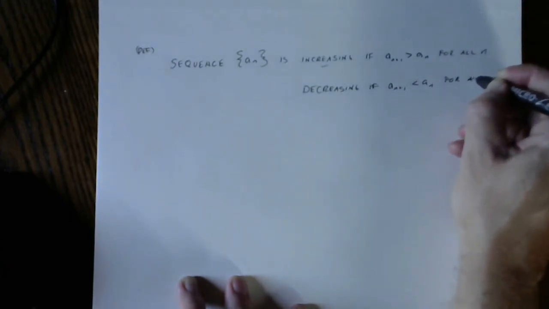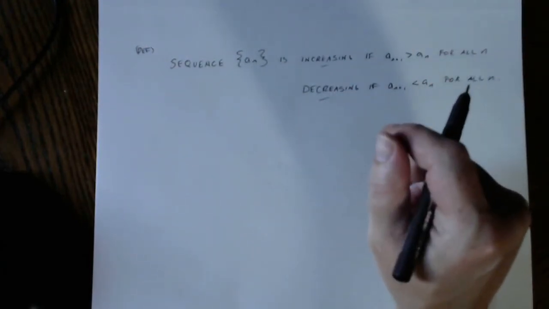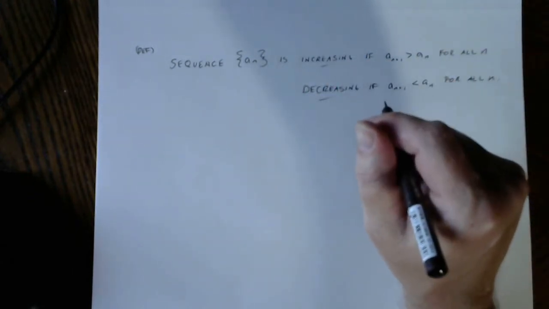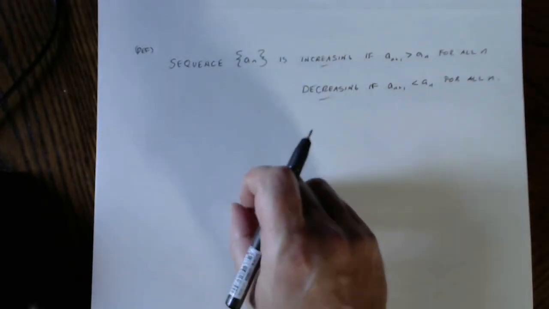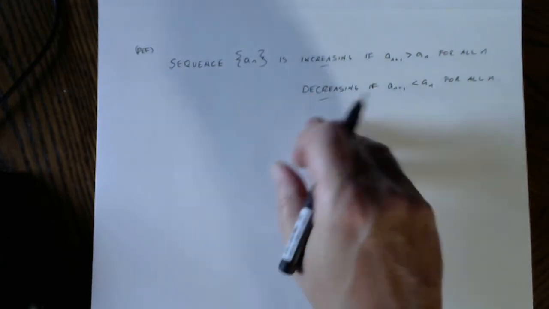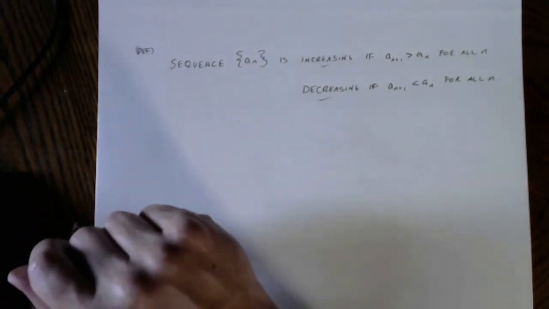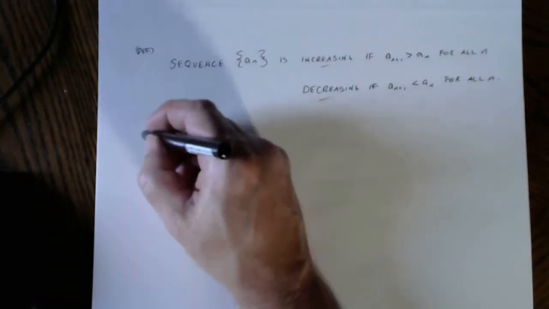Now, I want to bring up an important point: something you might see is what we call eventually increasing or eventually decreasing. Let's use an example for eventually decreasing. That means the first couple terms might increase, but at some point you go off the cliff. At some point it breaks and then it decreases the rest of the way. So that's called eventually decreasing or eventually increasing. That might come up.